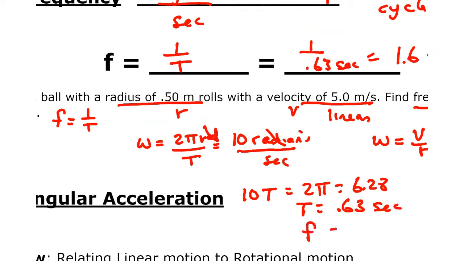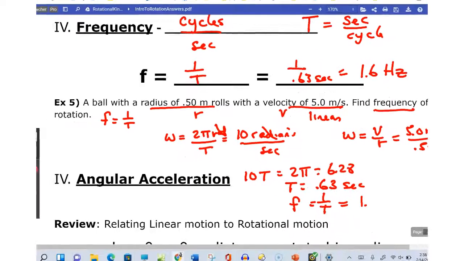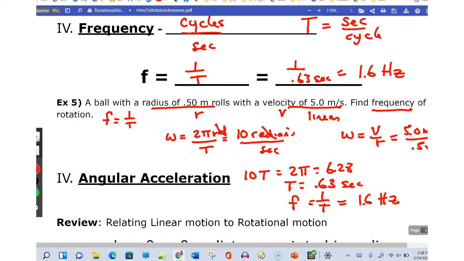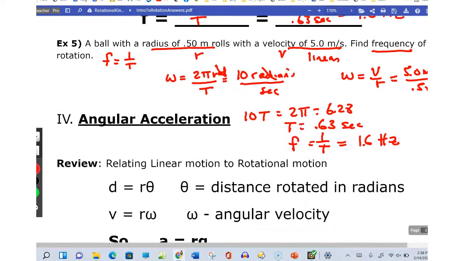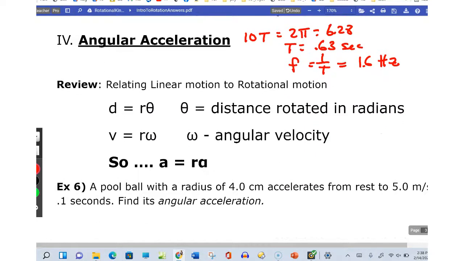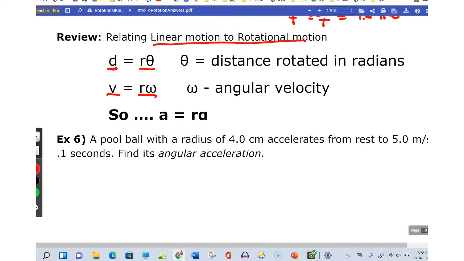And the frequency is 1 over pi. And so it turns out to be 1.6 hertz. So I did it all over again, because, again, it's new. So let's look at the linear. This is linear motion to rotational. How do you convert? You should be able to convert. If you want linear, all you do is take angular and multiply by r, and then vice versa.